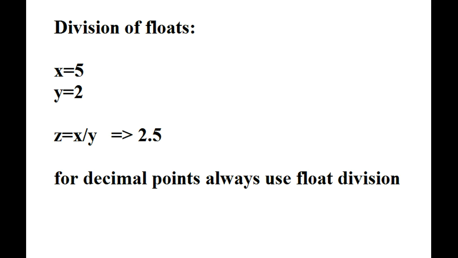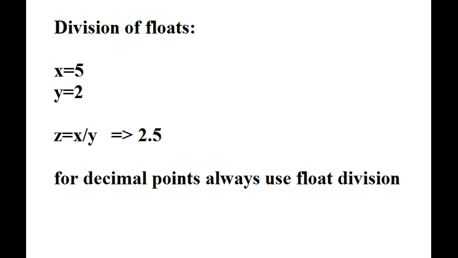Again we declare two variables x and y, and divide x by y. Here you can see there is only a single slash. In integer division we use two slashes. So here we got the result 2.5. Float division doesn't ignore the decimal points, but integer division does.